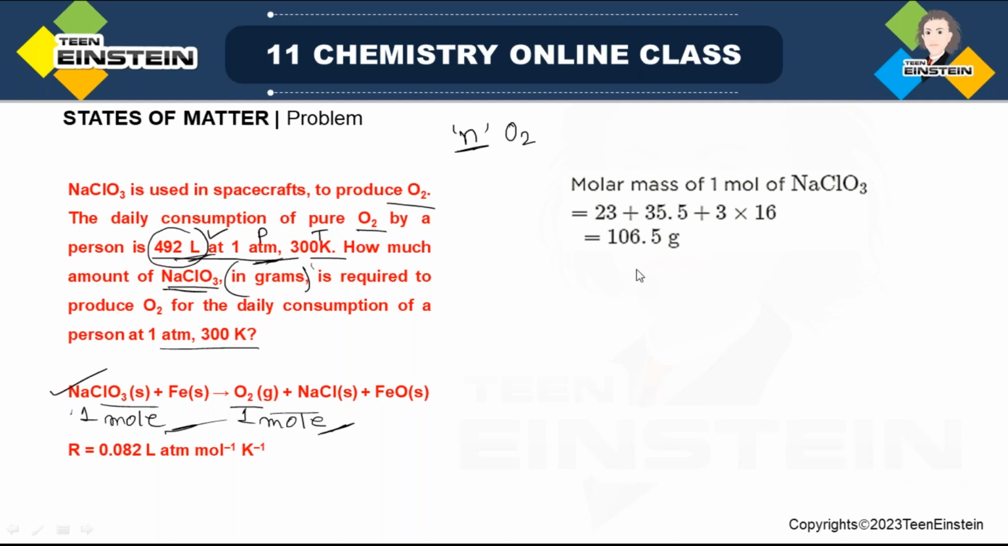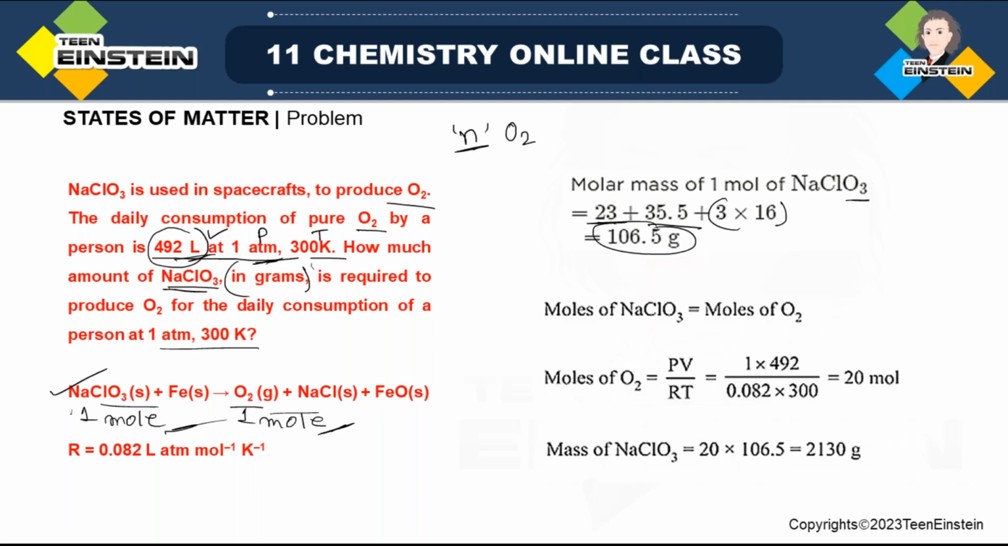23 for sodium, then 35.5 for chlorine, and 3 into 16, that is for oxygen. So this is 106.5 gram. So just keep it aside. Next you have to use the equation PV = nRT, from which you can get the number of moles of oxygen. So moles of oxygen, that is PV = nRT, so n is equal to PV by RT.